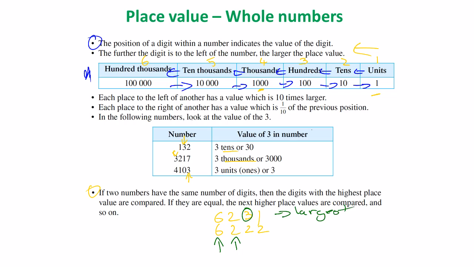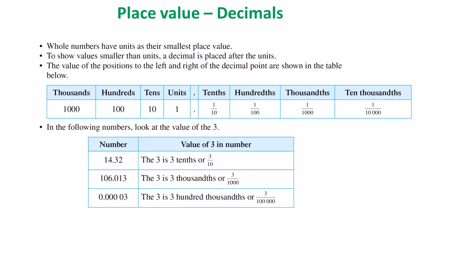Okay? So when we look at decimals, if we've got values smaller than the units, we need to put a decimal point in. The decimal places are to the right of the decimal point. Now, as I said before, each time you go to the right, you're dividing by 10. So we continue to divide by 10, and divide by 10 again, and again, etc.